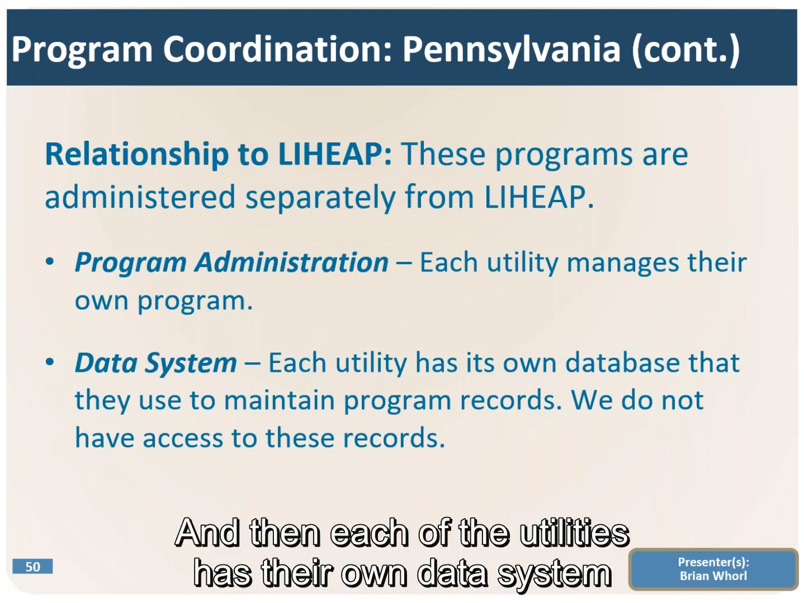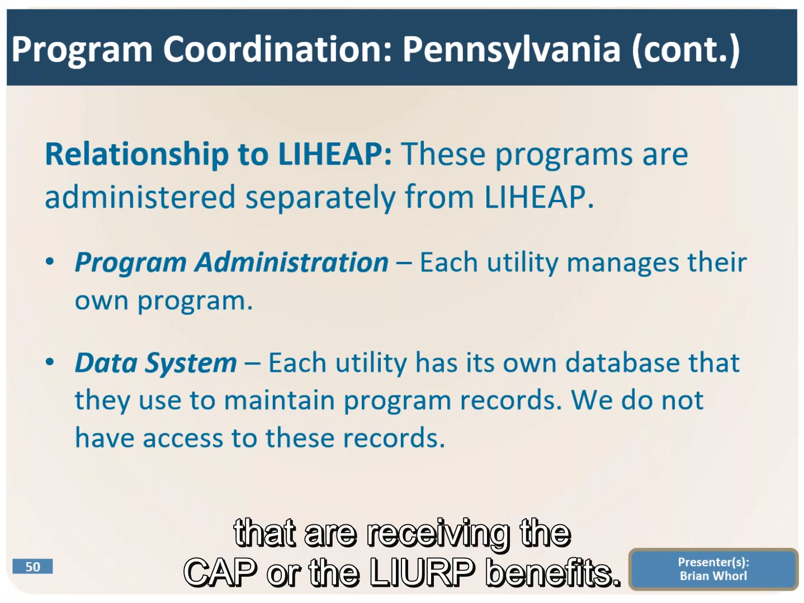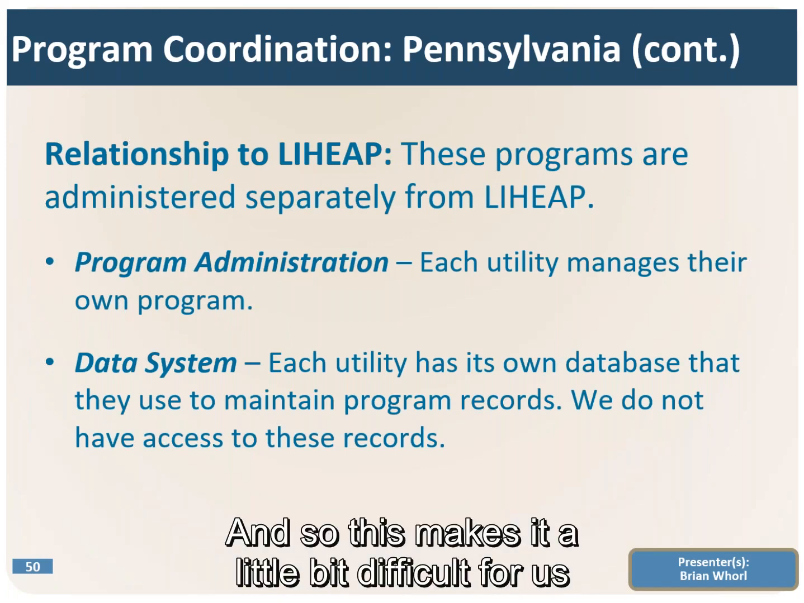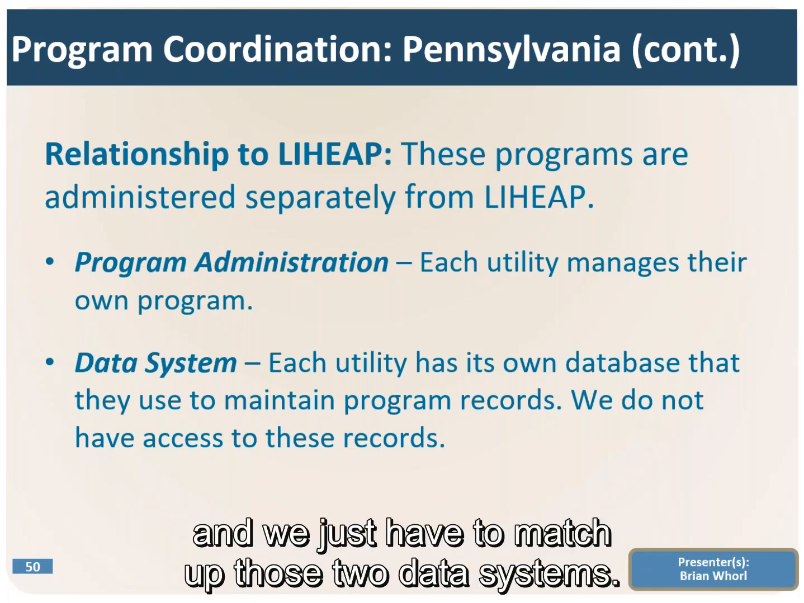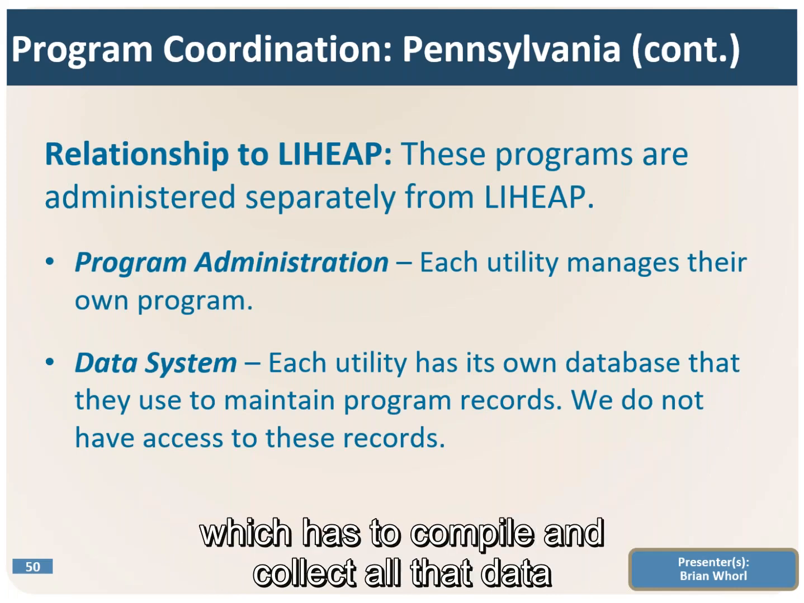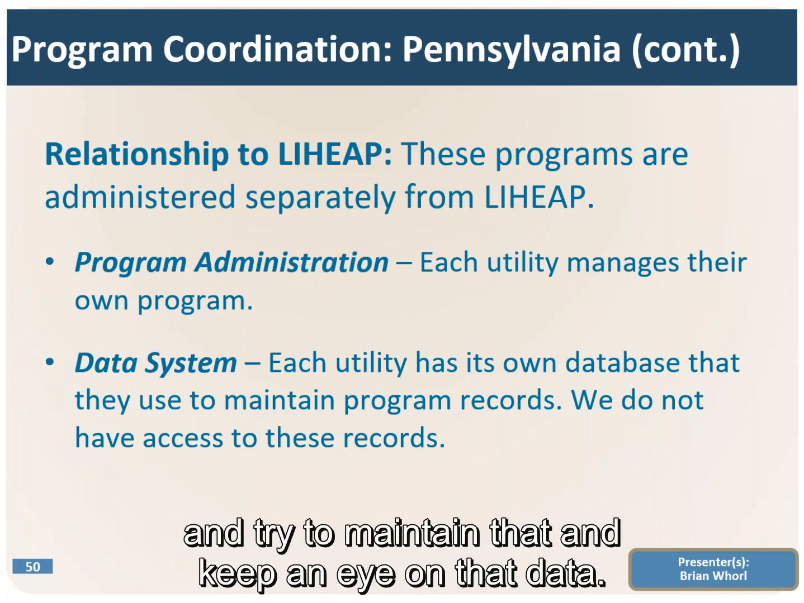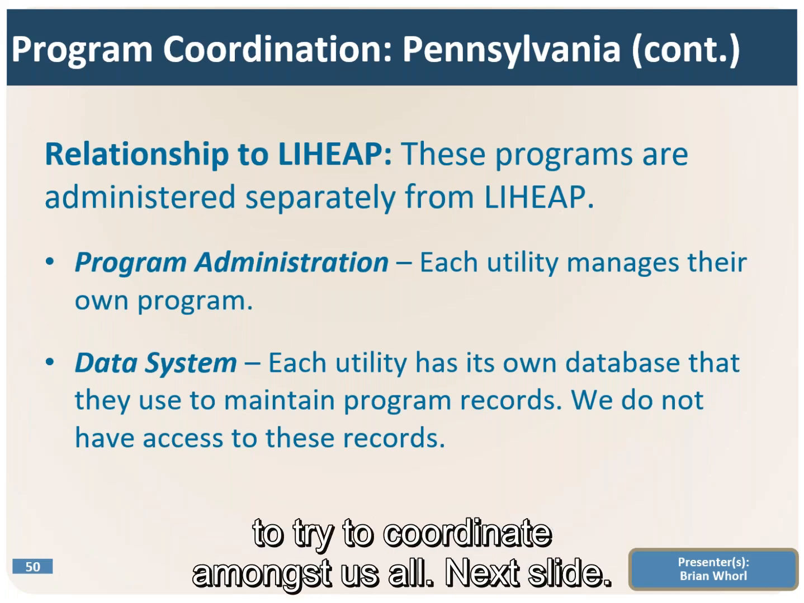And then each of the utilities has their own data system for tracking those households that are receiving the CAP or the LIURP benefits. And so this makes it a little bit difficult for us because it's not even as simple as just PUC has the data and we have the data system on our side and we just have to match up those two data systems. The utilities have to report all their data to the PUC, which has to compile and collect all that data and try to maintain that and keep an eye on that data. And so that makes it even more difficult for us to try to coordinate amongst us all.